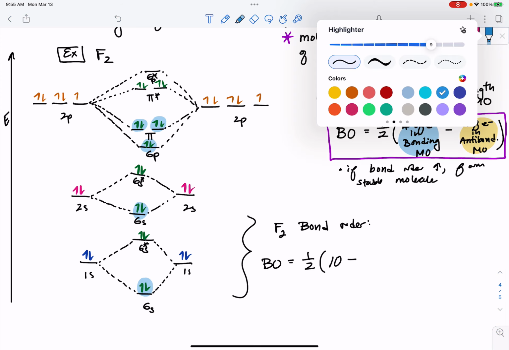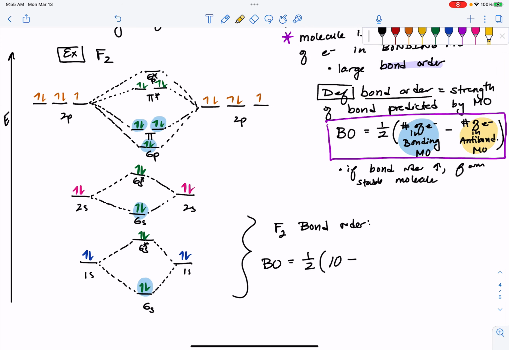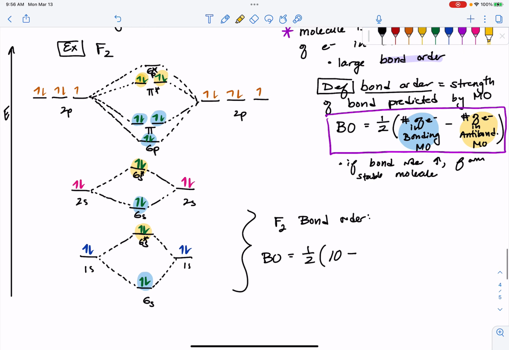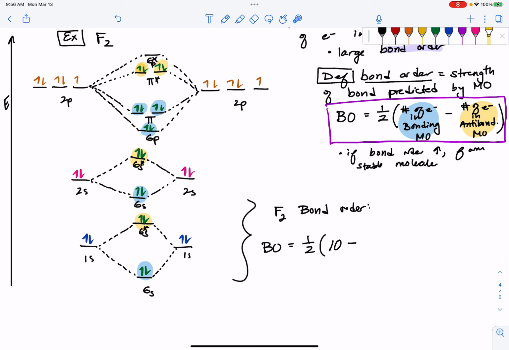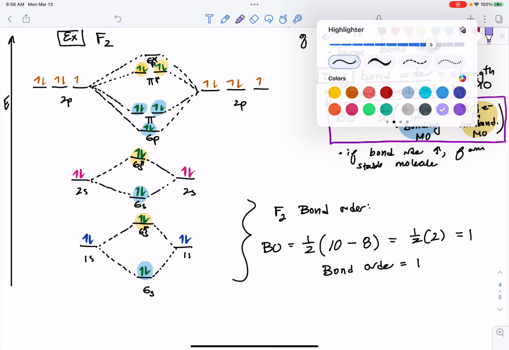And now let's count up the number of electrons we have in our antibonding orbitals. So let's see here, we've got our sigma s star, that's 2. Our other sigma s star, that's 2. And then we have 4 total in our pi star antibonding orbitals. So that is 2, 4, 6, 8. So that is 1/2 times 2, which is equal to 1. So the bond order is equal to 1 in F2. And you and I would think of this as being like a single bond.